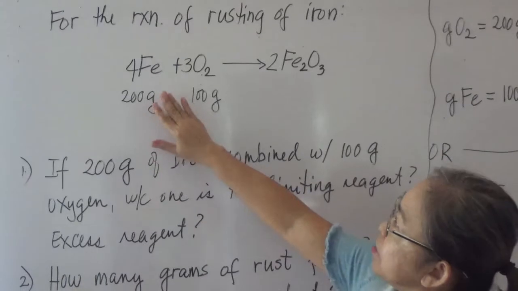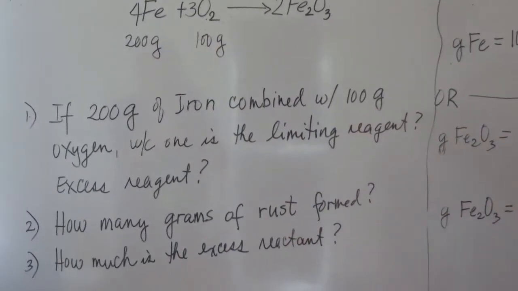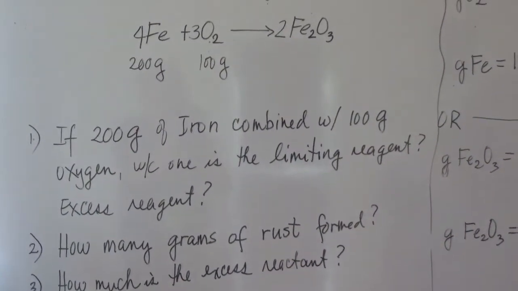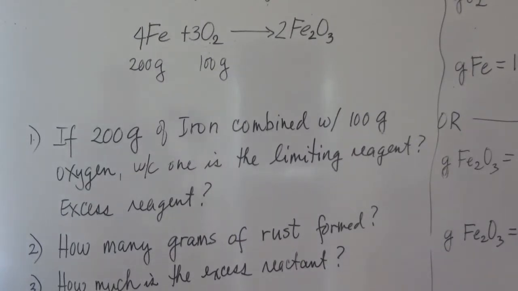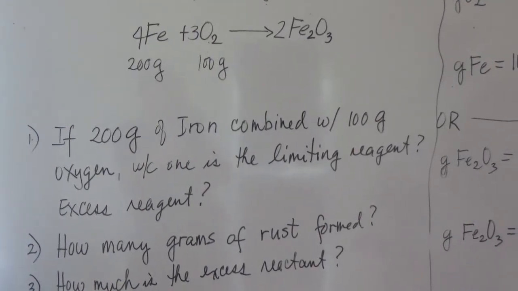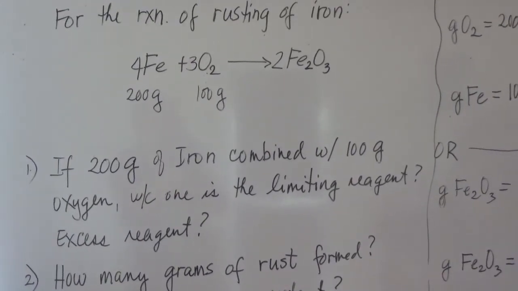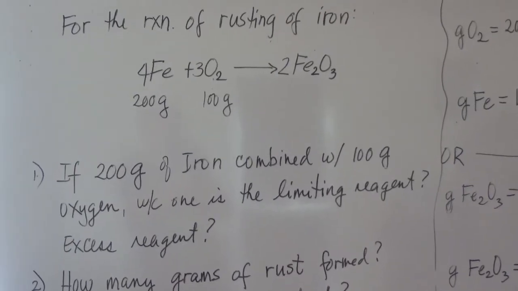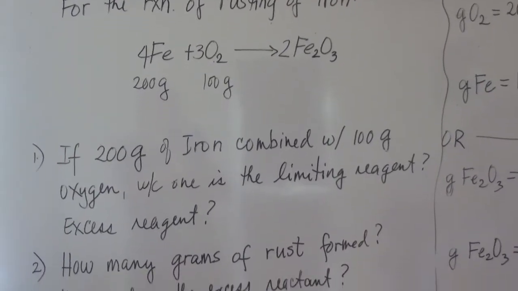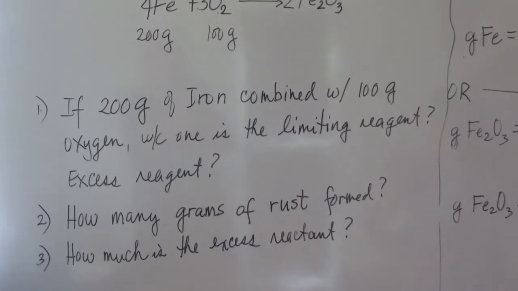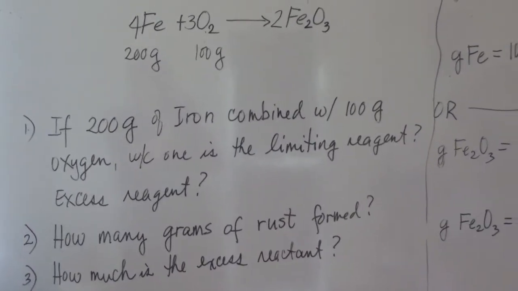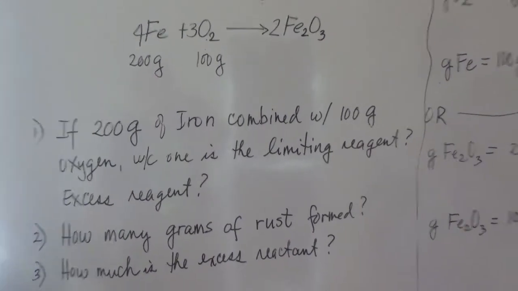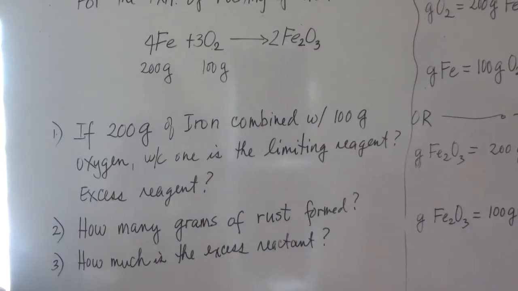So we have two reactants, and the first question is to determine which of the two reactants, iron and oxygen, is the limiting reagent and the excess reagent. And take note that for every chemical reaction, it is always the limiting reagent that determines the amount of the product that will be produced. So it is good for every reaction that we must know which one is the limiting reagent, so that you would be able to theoretically compute the amount of the product that will be produced, because that will be based on the limiting reagent.